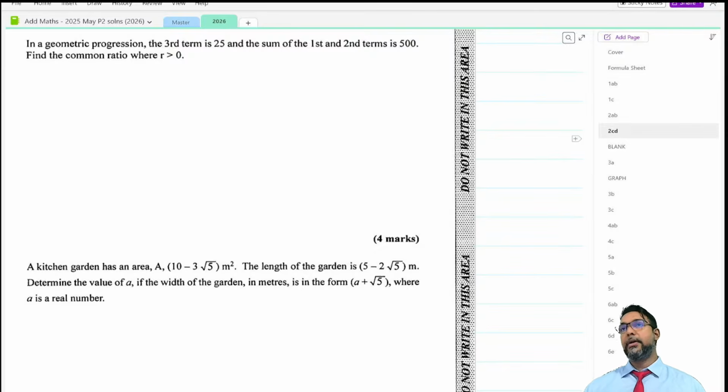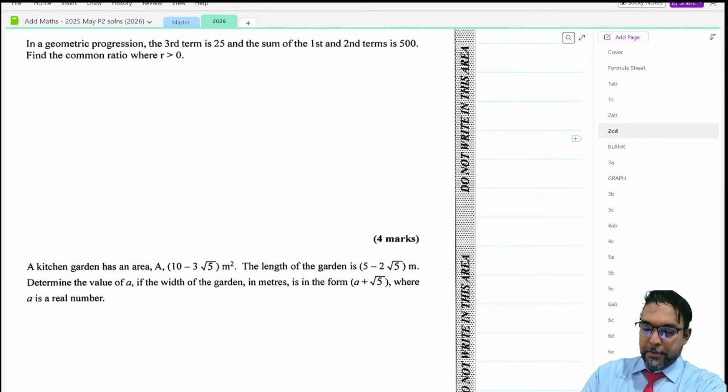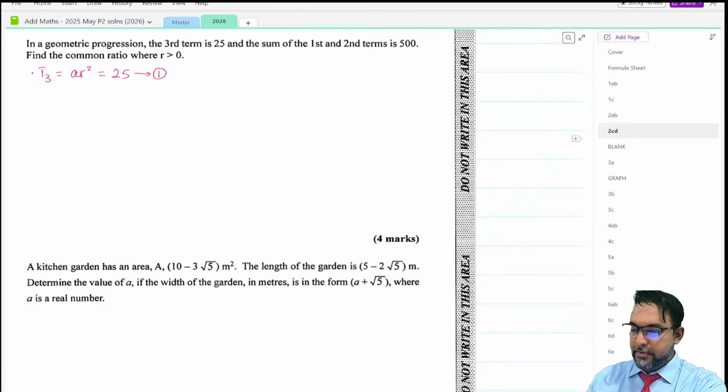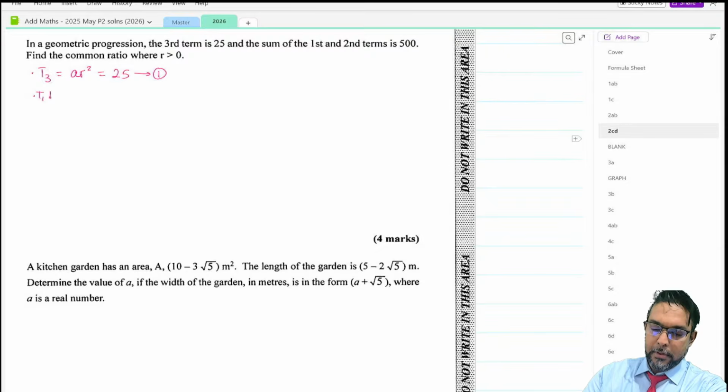So there's a long way and a short way to work it. For 4 marks they probably want the short way, but the long way would require simultaneous equations with a quadratic, which is probably what you're supposed to do. So let's do it that way. Term 3, which is ar squared, is 25. And the sum of the first and second terms, term 1 plus term 2, which is a plus ar, is equal to 500.